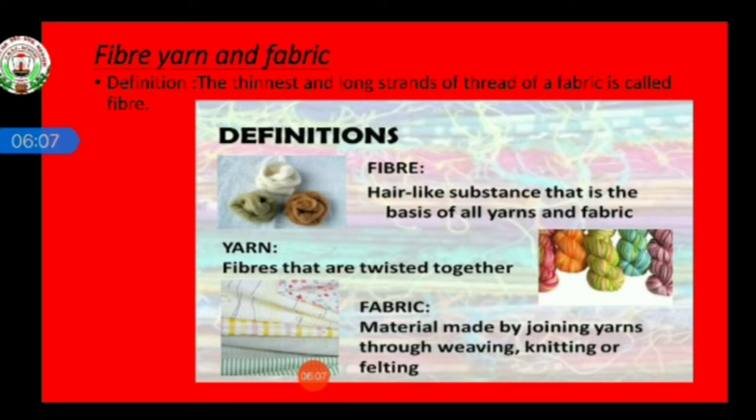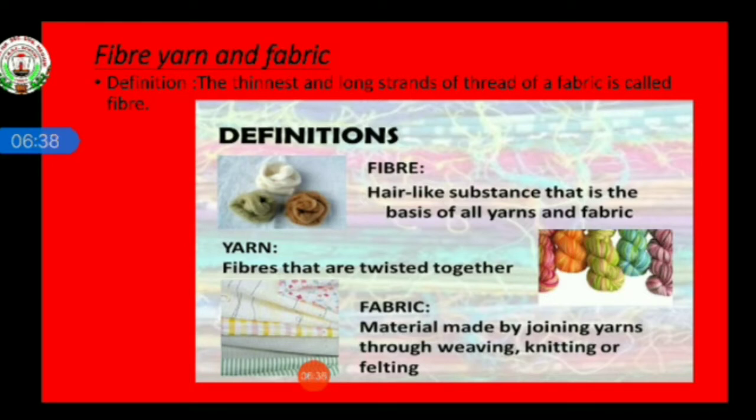Suppose when you take any cloth and start rubbing it with any sharp object, you will find small threads, and after rubbing this thread, you will find a very thin structure or thin strand like a hair, which is known as fiber. Then yarn. Yarns are basically the fibers which are twisted together, means a thread which is made of fiber.